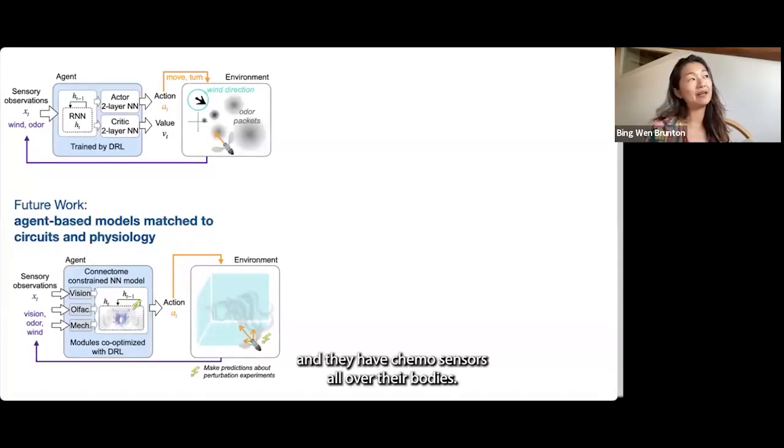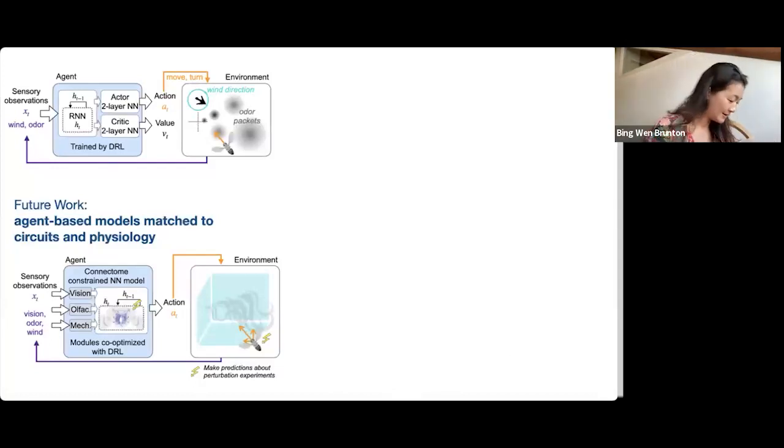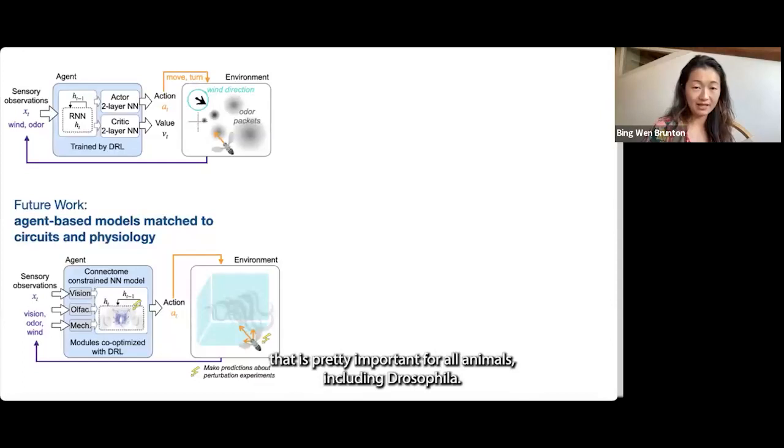And they have chemosensors all over their bodies. They can smell with the tips of their fingers. I also can say pretty concretely that multisensory integration is something that is pretty important for all animals, including Drosophila.